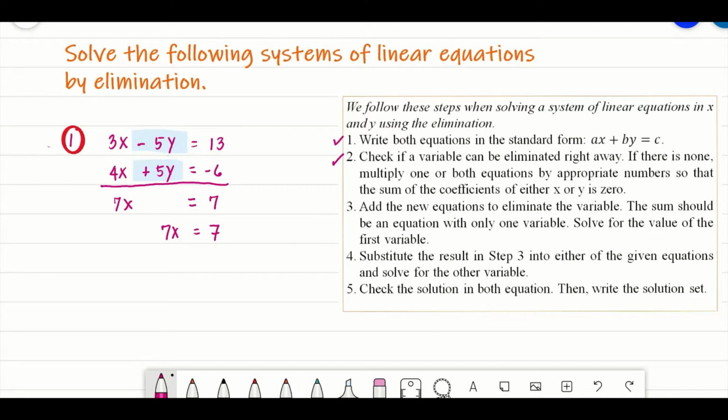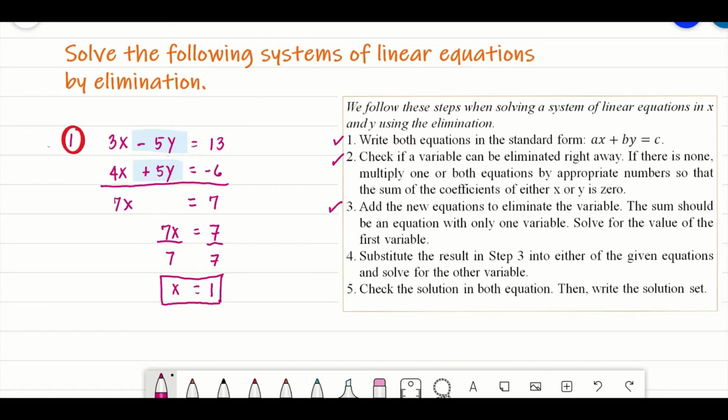Now, solving for x, we need to divide both sides by the numerical coefficient of x, which is 7. So divide both sides by 7. We can divide out 7 over 7, that is 1. So we just have x equals 7 over 7, which is 1. So the value of x is 1. Alright, we are done now with step 3.